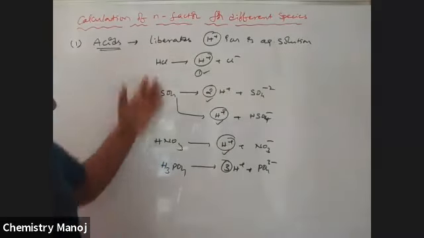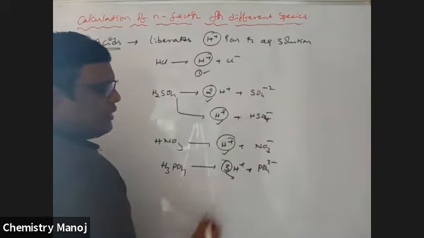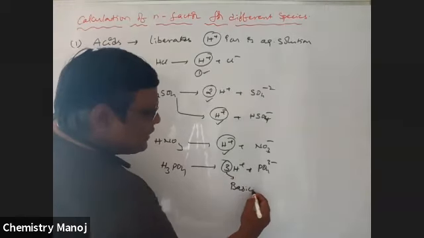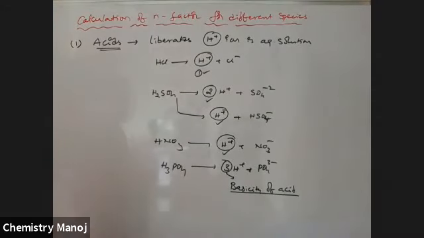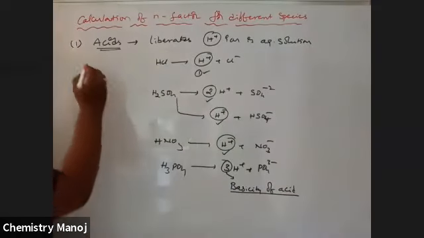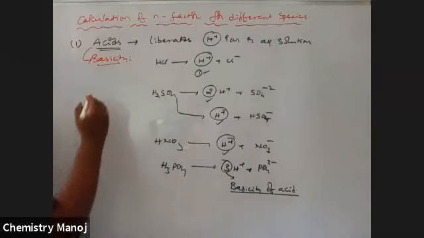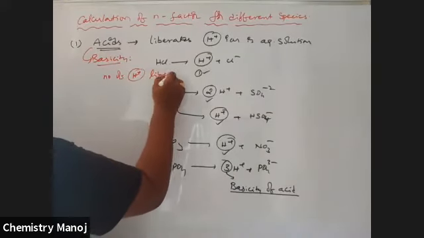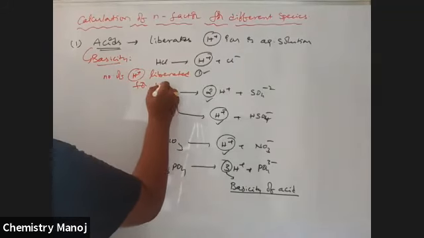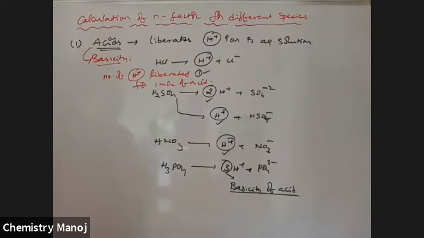So note down: an acid may release a different number of H+ ions. The number of H+ ions is nothing but the basicity of that acid. That is called the basicity of an acid. So the topic here is basicity. What is the basicity of an acid? It is the number of H+ ions liberated from 1 mole of acid.